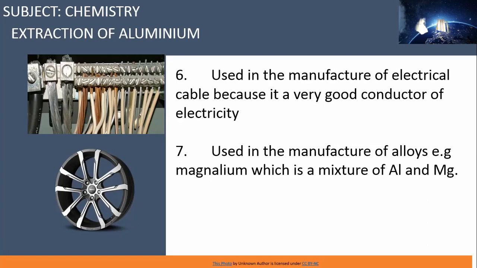The seventh use of aluminum and its compounds is in the manufacture of the rim of automobiles. The rim, you can see in the image, is very shiny. So aluminum is combined with magnesium to make an alloy. Magnesium is alloyed with aluminum, and the mixture has better fundamental properties than either.